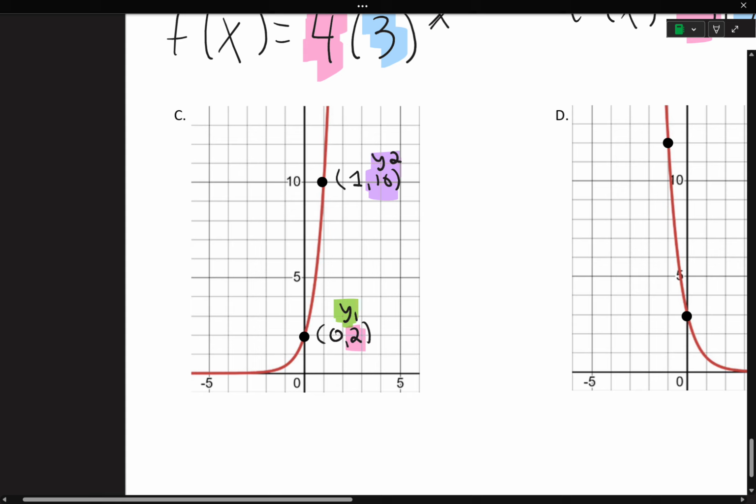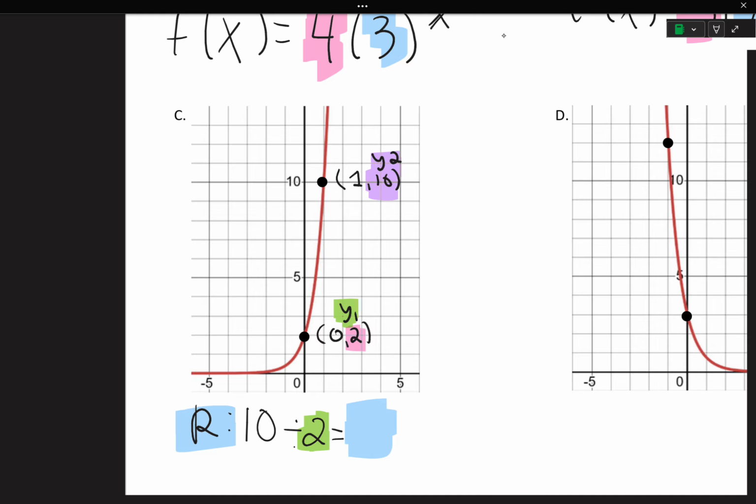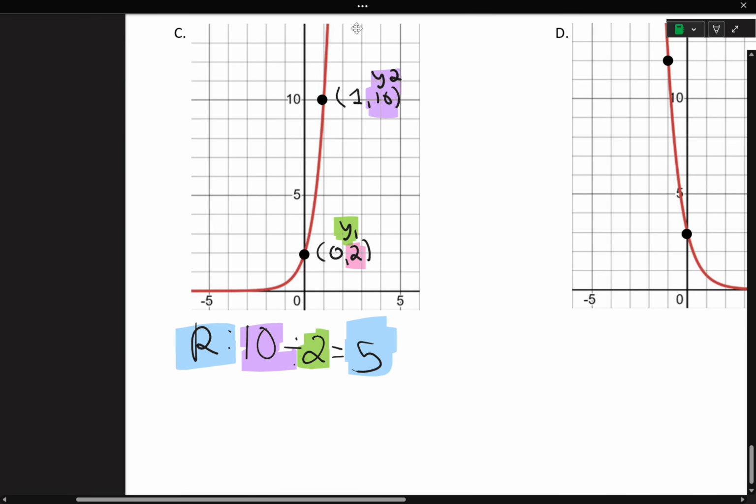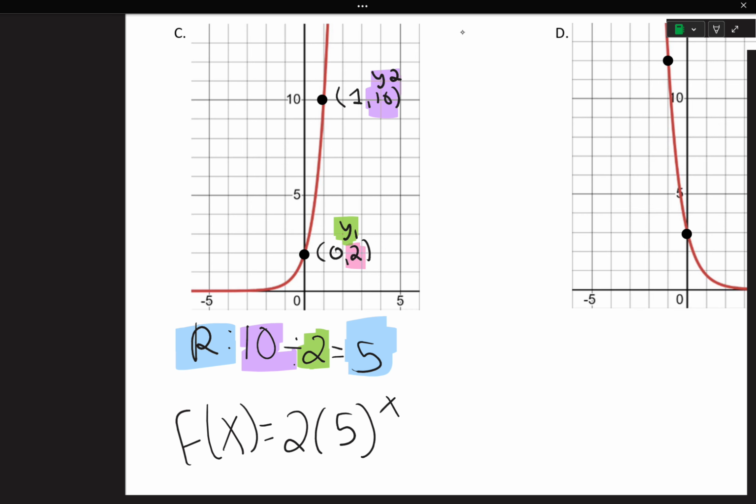Let's find our common ratio by doing y2 divided by y1. So when we do 10 divided by 2, we get 5. And we've got everything we need to write our function. F of x equals 2 times 5 to the power of x.